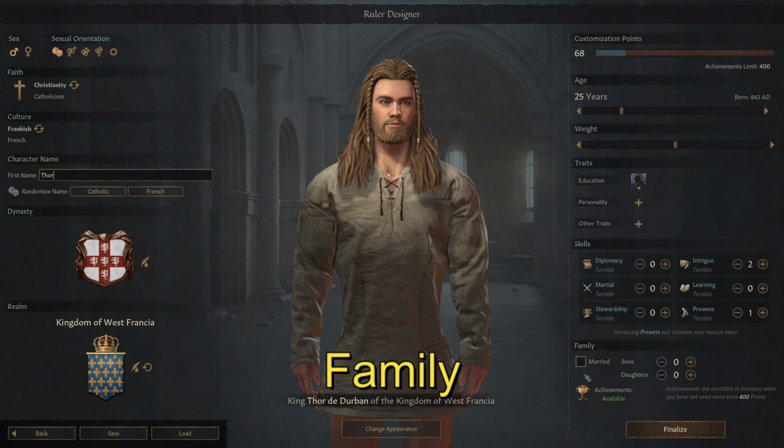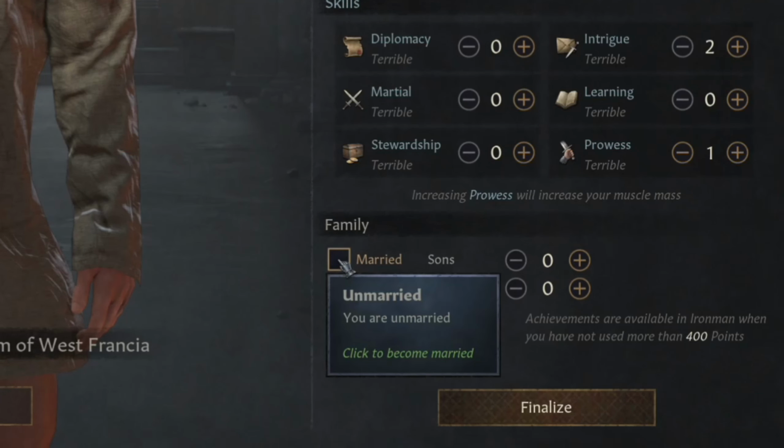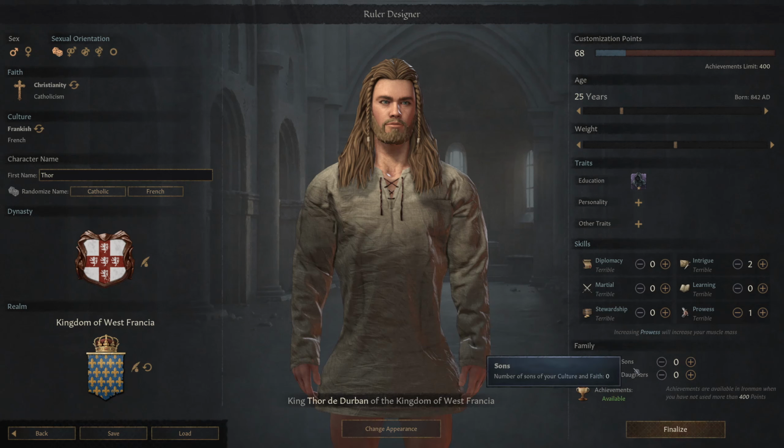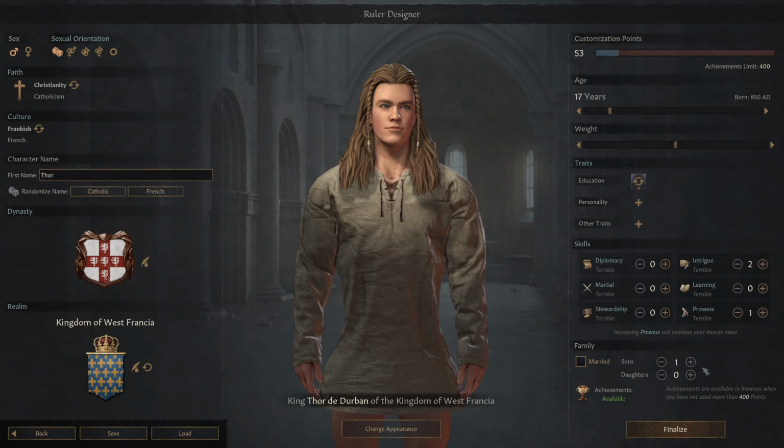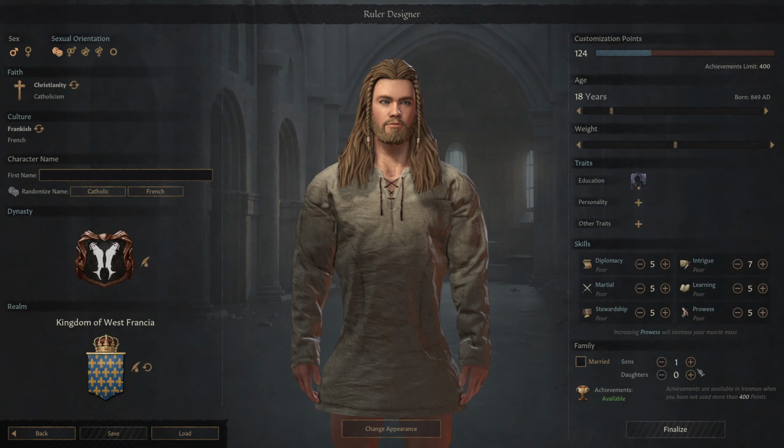For family down here, you can be married, but there's no point since we want to control our marriage for alliances or genetics. For children here, you can add one child for 10 points for every year that you're above 16. So at 17, we can only have one child. At 18, we can have 2 children.